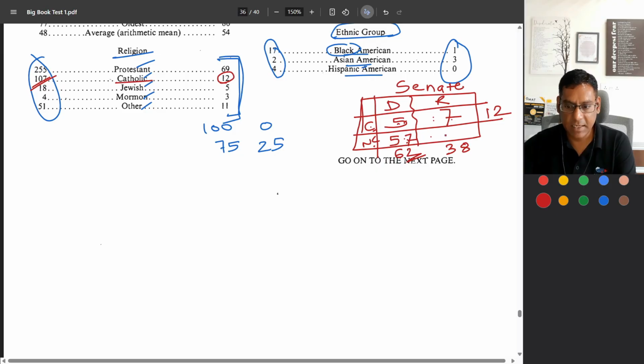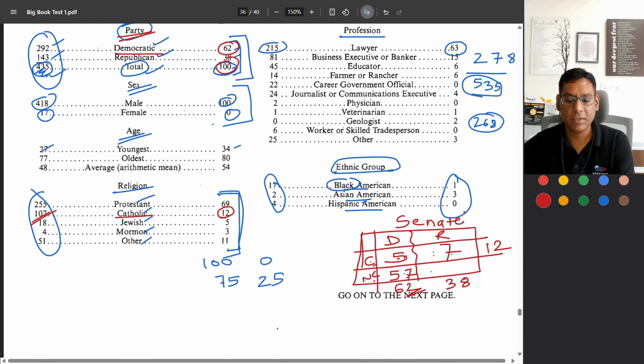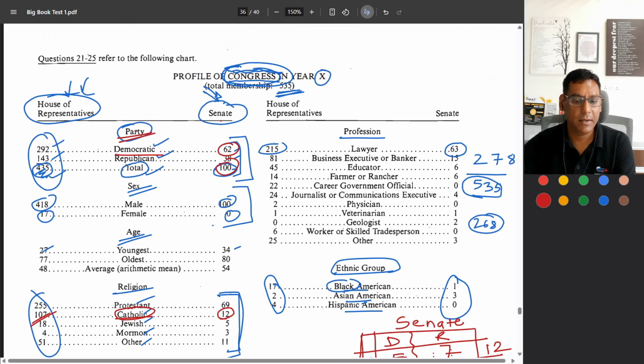If that is 69 and the total has to be 100, how do I know total is 100? Because total is 100. Okay. If total is 100 and this is 69, this has to be 31. Okay. Or you could also say if this is 7, this is 38, this is 31. Okay. Either way, it works out. Right. All right. Now I know everything about the Senate with respect to these two parameters, Catholic and Democrats.